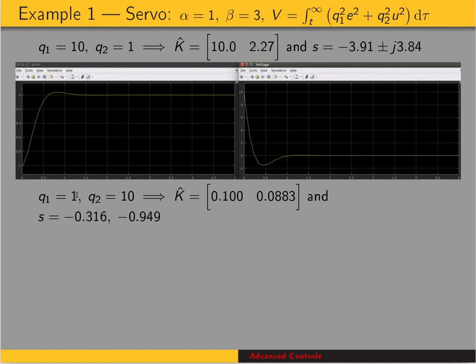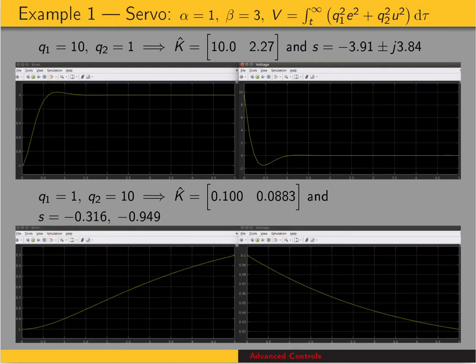And now if we change it and we penalize the input squared 10 times greater than the error squared, we end up with these gains and an overdamped system. So it looks like this. So you can see that we have a really big error squared integral. It takes a long time for the error to go to 0, but we have a very small integral for the input squared, because the maximum input is just 0.1.